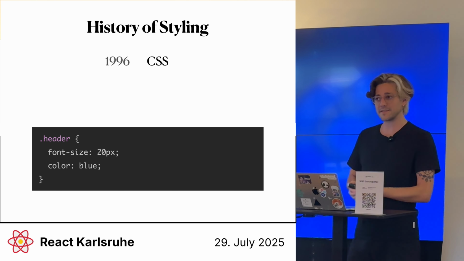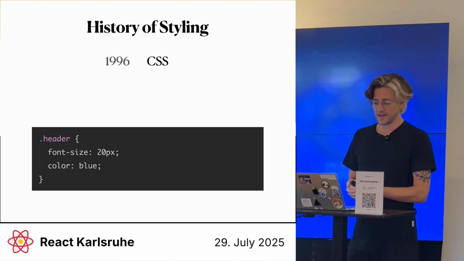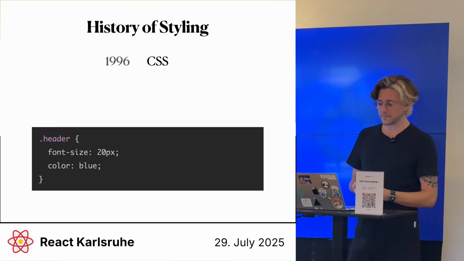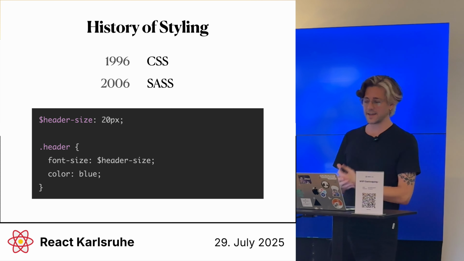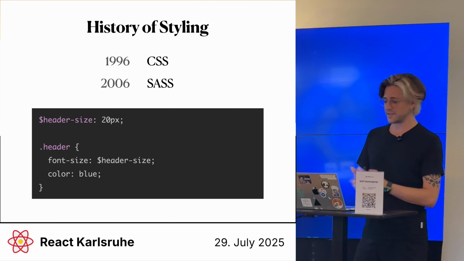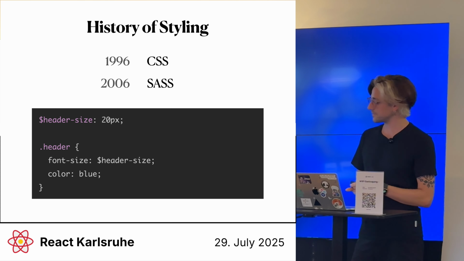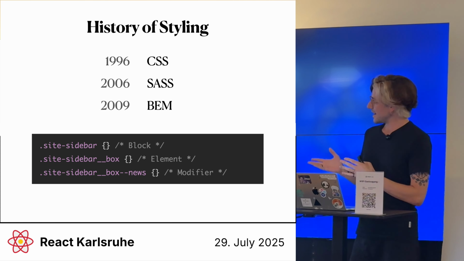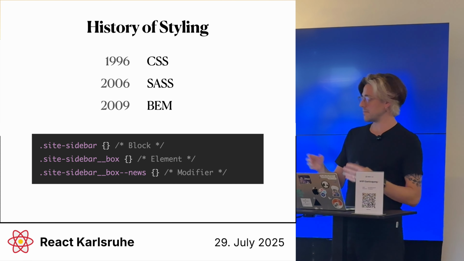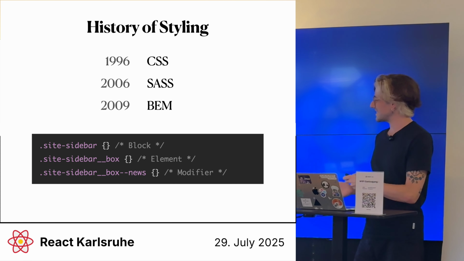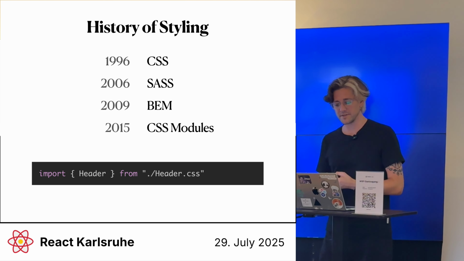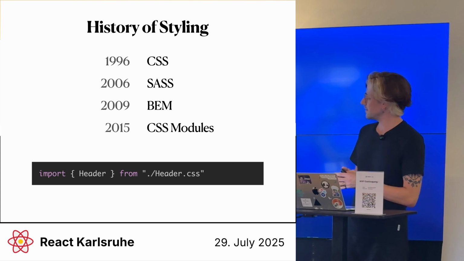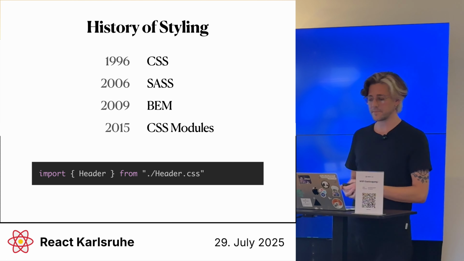It begins almost 30 years ago when CSS was introduced, and for the first time, we were able to style our documents in a structured way. Then 10 years later, we got Sass and other preprocessors, bringing us variables, nesting, and much more, introducing many features that would later be added to CSS itself. Then in 2009, Yandex published BEM, which became the most popular methodology for writing CSS at scale. Fast forward to 2015, we got CSS Modules, which for the first time used the bundler to make our styles accessible in JavaScript.